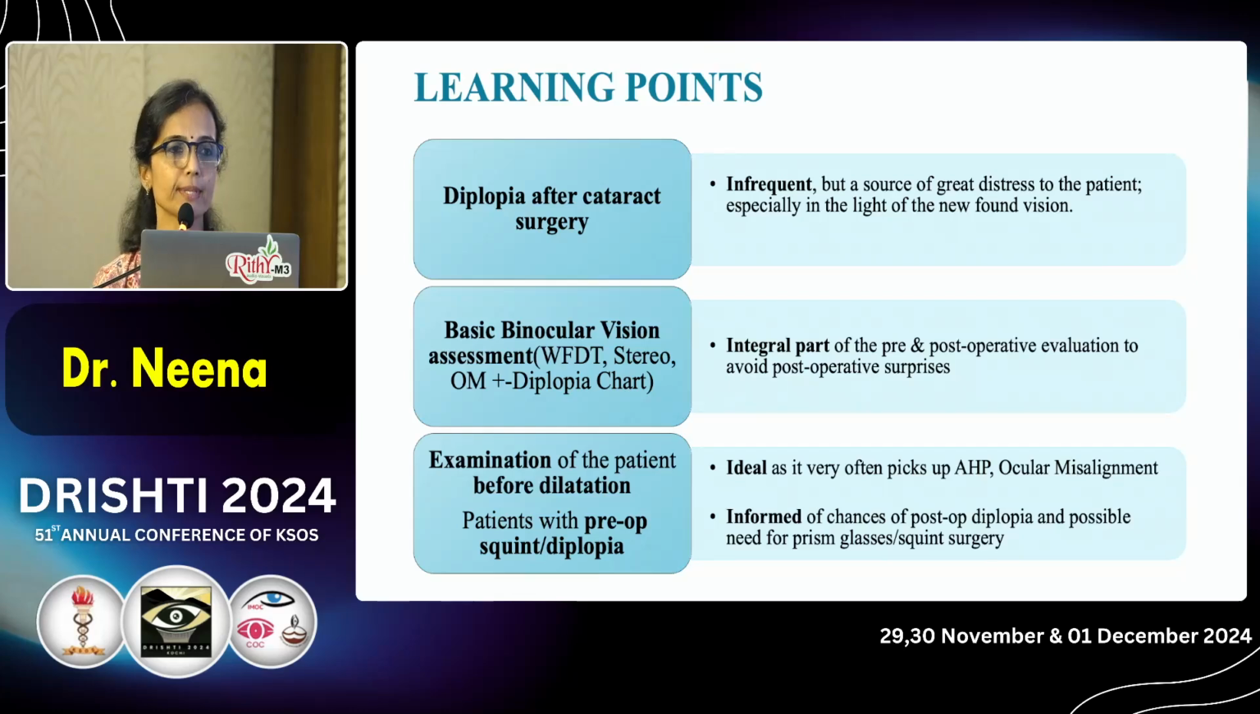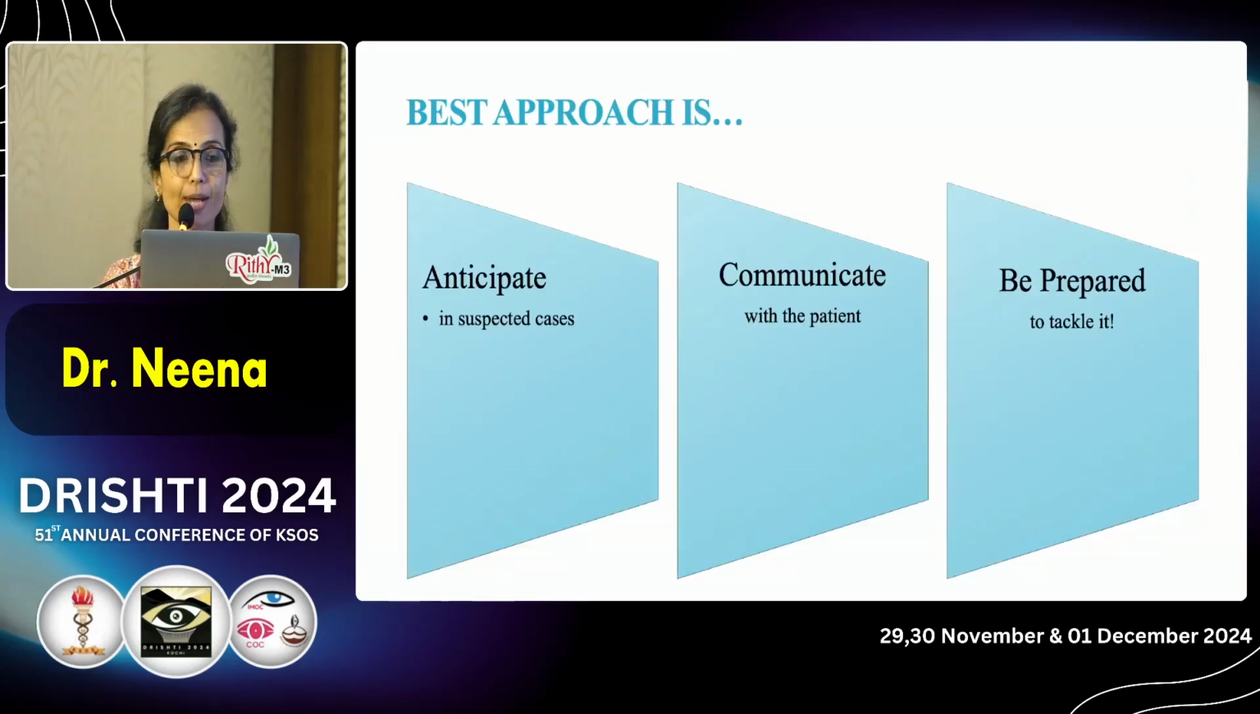And I would recommend that all of you cataract surgeons take 1 minute to examine your patients in undilated state, because that will give you a clue regarding presence of any abnormal head postures, ocular misalignments, pupillary anomalies. And if you detect any problem of preoperative squint or double vision, do inform the patient about the post-op diplopia and the possibility for prism glasses and squint surgery. So the best approach is to anticipate in suspected cases, communicate with the patient, and be prepared to tackle it.